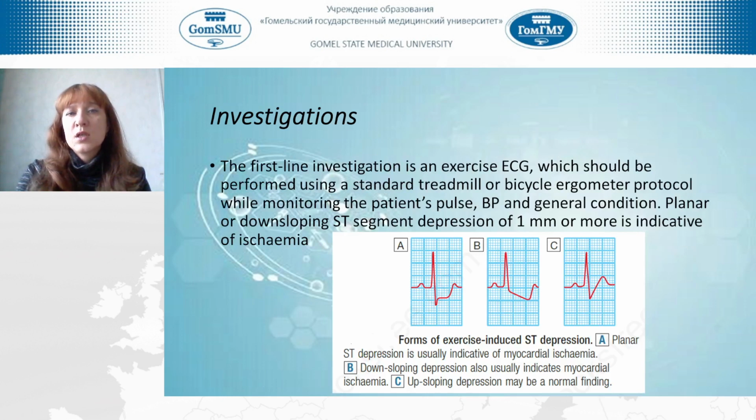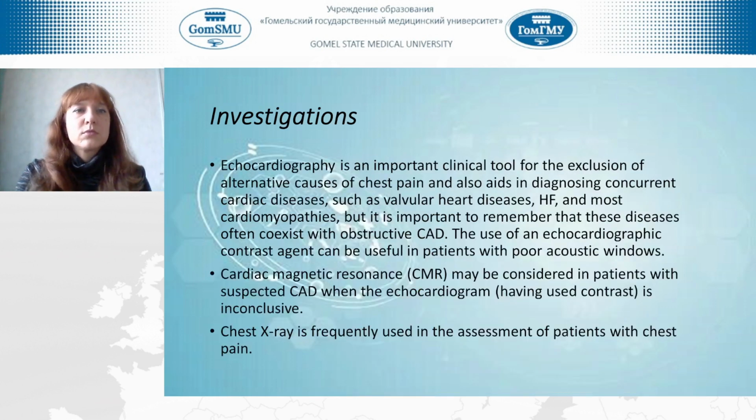The first-line investigation is an exercise ECG, which should be performed using a standard treadmill or bicycle protocol, which monitors the patient's pulse, BP, and general condition. Horizontal or downsloping ST segment depression of 1 mm or more is indicative of ischemia. In the first picture, you can see horizontal ST depression, usually indicative of myocardial ischemia. The second also indicates myocardial ischemia, it's downsloping depression. But C is a normal finding, upsloping depression.